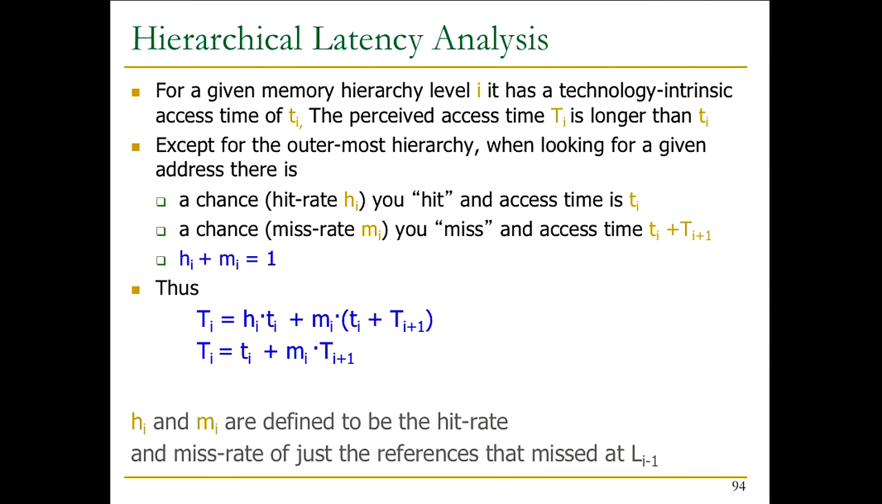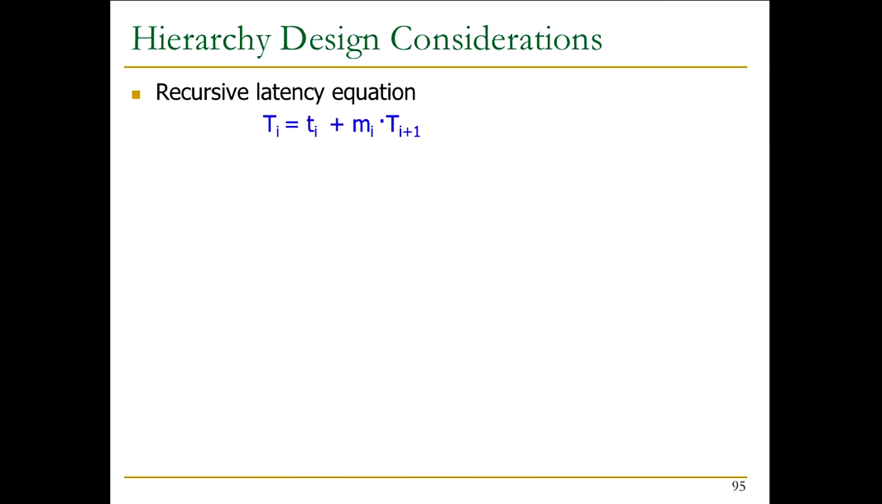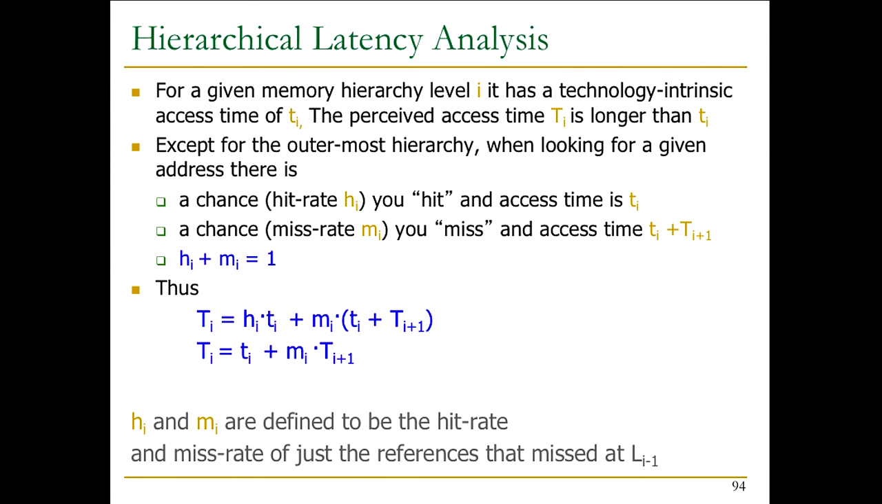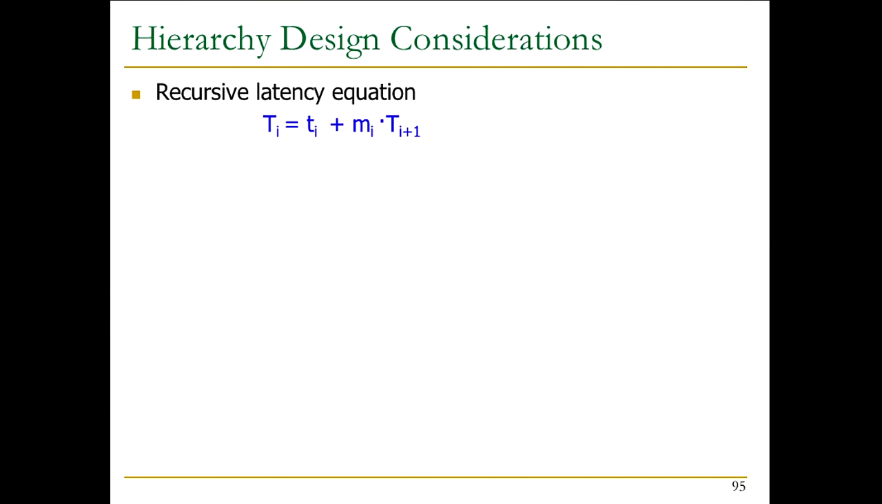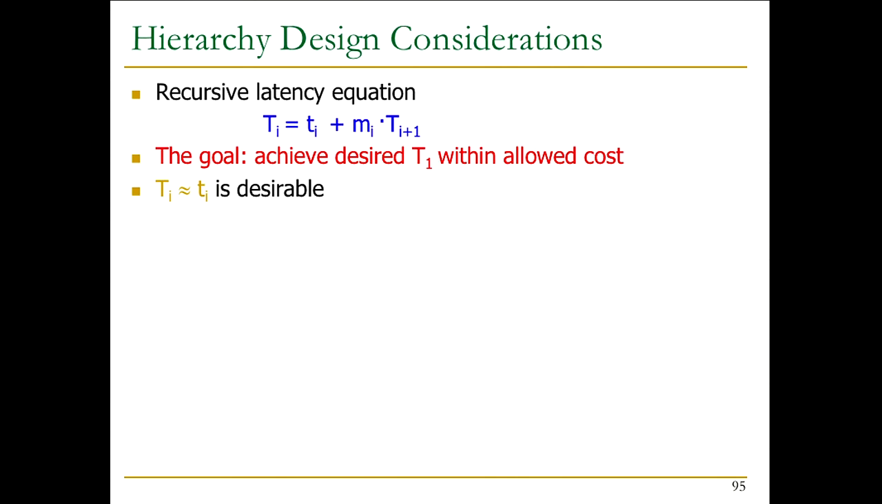But you can analyze. H_i and M_i are defined to be the hit rate and miss rate of just the references that missed at the previous level. So you get a recursive latency equation that looks like this by combining the little t_i over here, right? And you can actually now do some trade-offs. So the goal is to achieve desired perceived latency at the first level, which is L1 cache, within allowed cost. Ideally, you want the first level to have the access latency of that intrinsic access latency of that level. But this is not going to be easy to satisfy, right?